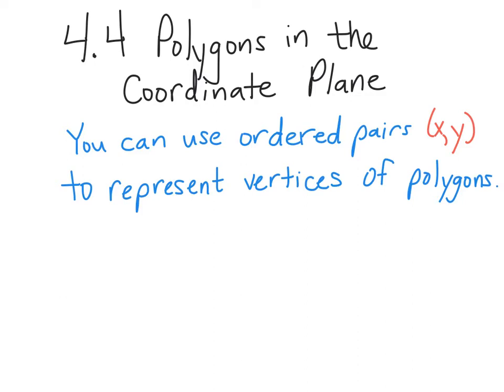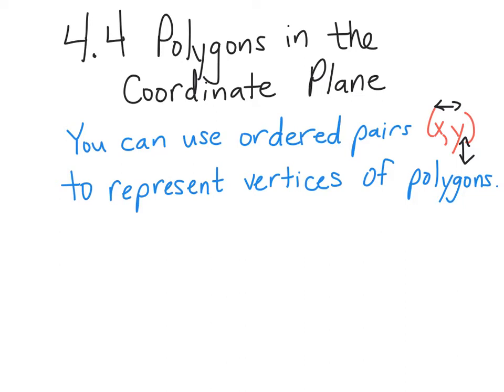But here you're going to remember that you can use ordered pairs, and that's going to look like an x and a y in parentheses. The x coordinate will always come first, and that goes side to side or horizontally, and then the y coordinate is always going to go vertically, up and down. So we're going to have to remember to plot correctly.